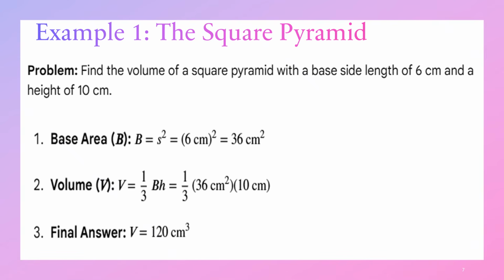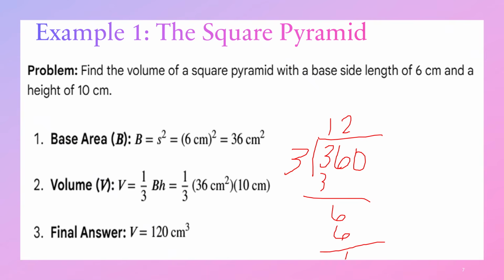Now, to get the volume, from the formula, V equals 1/3 base times height. So that is 1/3 times 36 square centimeters times 10. 36 times 10, that's 360. And then divided by 3. So we have 36 divided by 3: 6 divided by 3 is 2, 2 times 3 is 6, so we got a 0. So this 0 must be up. So our answer is correct, 120 cubic centimeters.